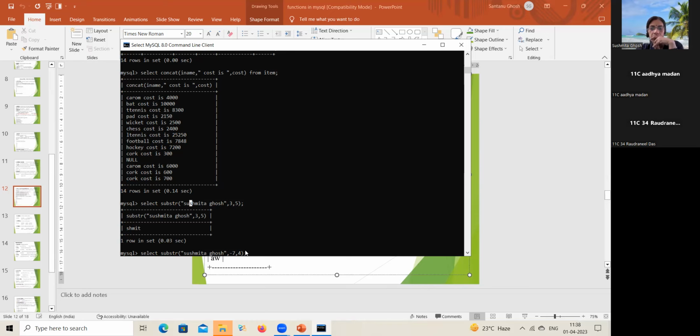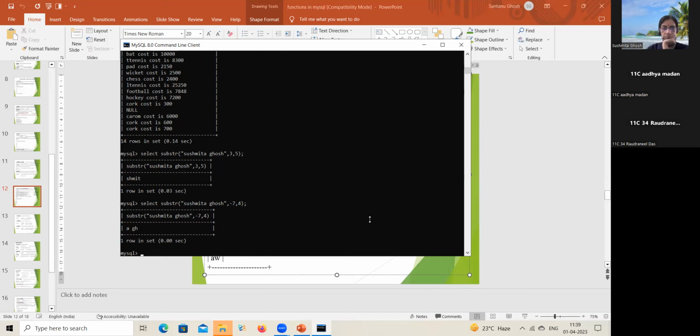Okay, so Rodrinil has got it. From 7th means this is my 7th character from the back side, and 4 characters from here. So A space GH. Correct, beta. Adhya, try this one also. -7, 4. Minus means that for the positions you are counting, you go from the right side, and where it stops, from there the extraction also happens toward the right side. Okay? Everything from -7.